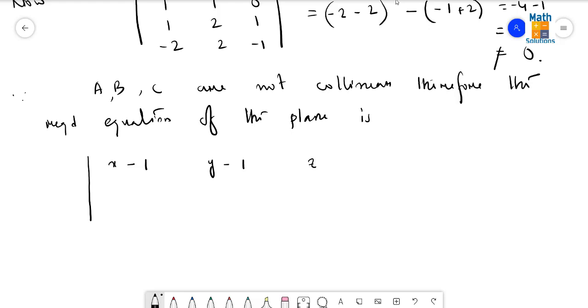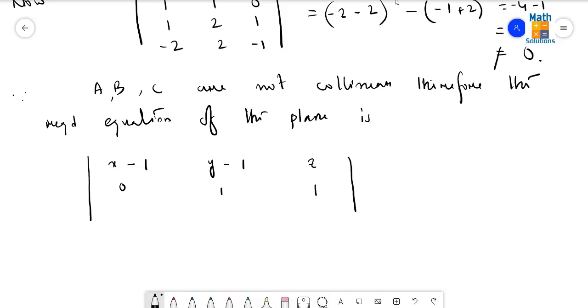So the second row will be x2 minus x1. So x2 minus x1 is, again, 0 here. Here it is 1. Then z2 minus z1. Sorry, z2 minus z1 is of course 1 here. So we shall be getting 1.